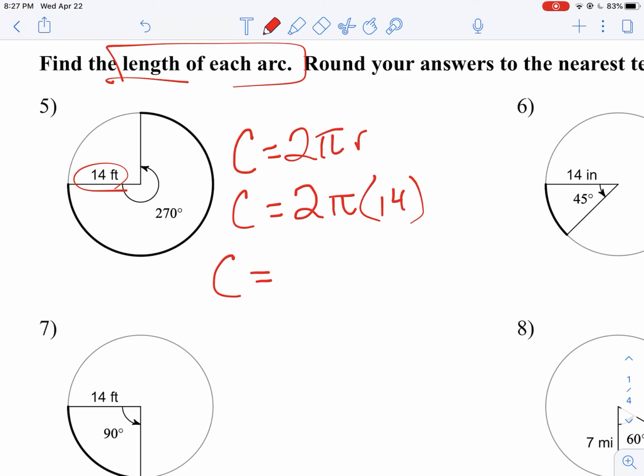Now I'm actually going to leave that right now. I just multiplied these two. This is all multiplication. It's 2 times pi times 14. I just multiplied 2 and 14 because it's multiplication. I could multiply in whatever order I want.